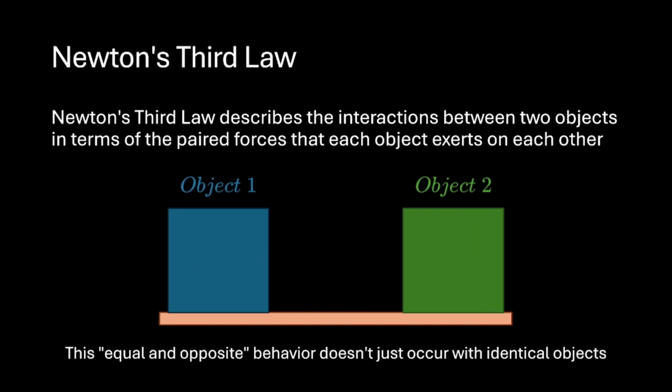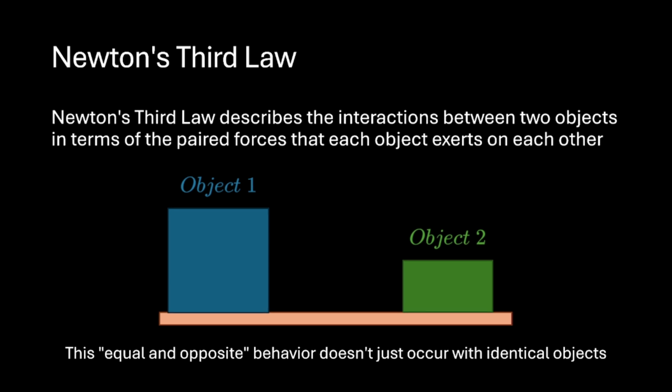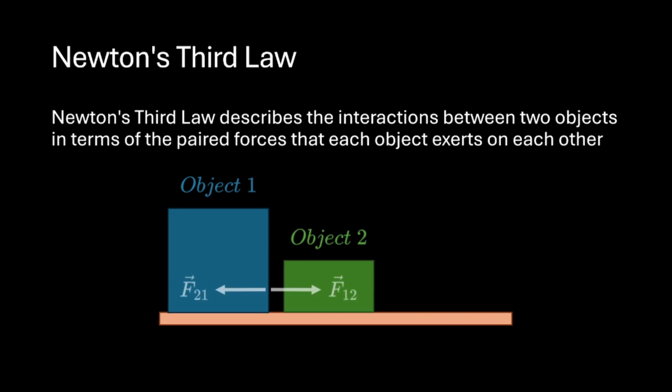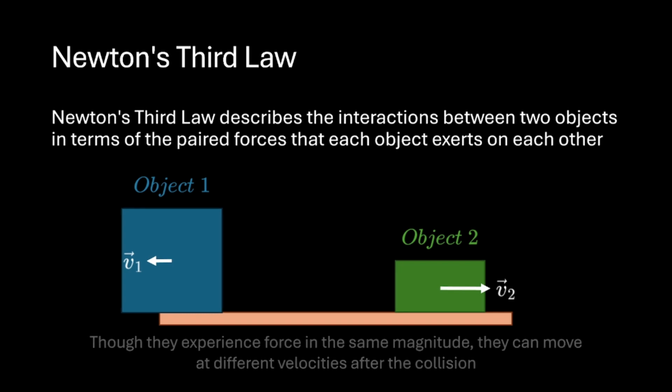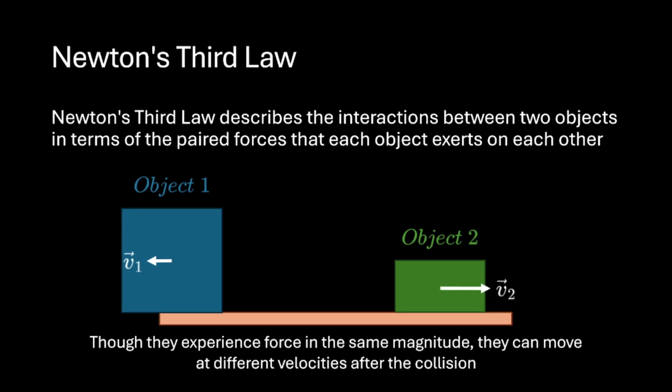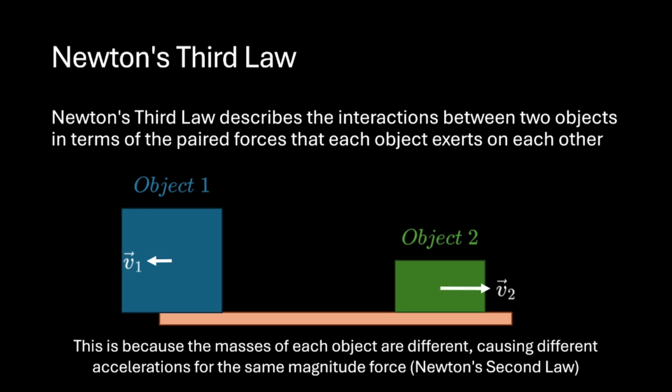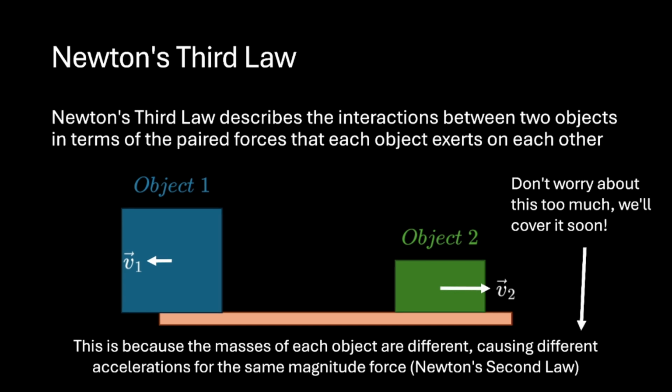This equal and opposite behavior doesn't just occur with identical objects. If we shrink the size of object 2 and shrink its mass, we can see how when they collide, they still exert equal and opposite forces. However, they will still go at different velocities after the collision. Why? Because they have different masses. This is governed by Newton's second law. This is collision and momentum, and you'll learn it later. Don't worry about it too much.